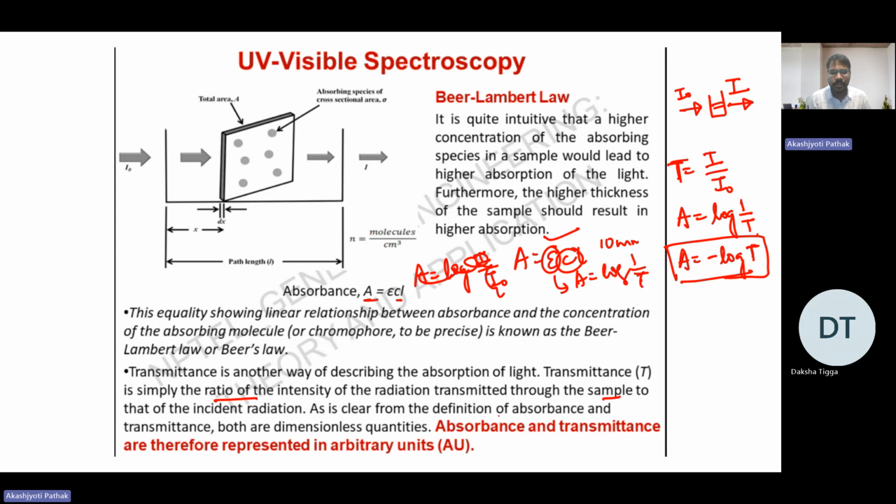As is clear from the definition of absorbance and transmittance, they are both dimensionless quantities, because each is the ratio of the intensity of light which is transmitted through the sample and the incident light which is falling on the sample. Both are intensities, so this is a dimensionless quantity. As a result, this is expressed in arbitrary units. It will have no unit, right? So that is why it is expressed as AU.